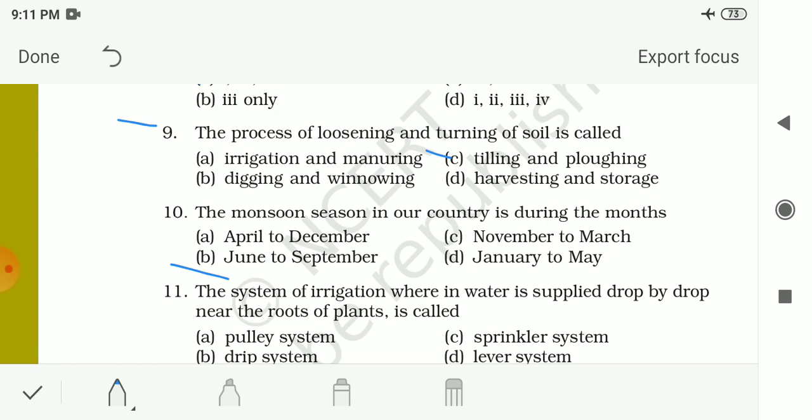The monsoon season in India is during this month, that is June to September, and the crops grown in this season are called Kharif crops. Examples of this kind of crops are paddy, maize, cotton, etc. And the Kharif crops sown in June are harvested, or the cutting process is done, towards the end of the rainy season, that is in the month of October or November. So here your answer is June to September.